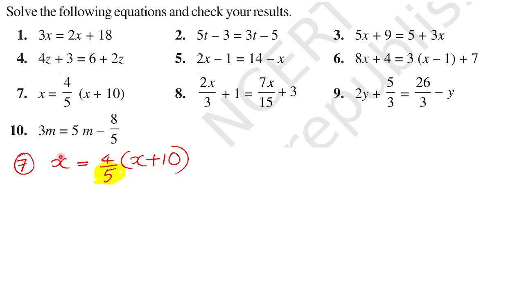Shamil, you sent me the answer 9 by 5 x plus 80. No, that is not the right answer. That won't come like that. Okay, I am doing it in a different way. This 5 is transferred to the other side. 5 into x will be 5x.